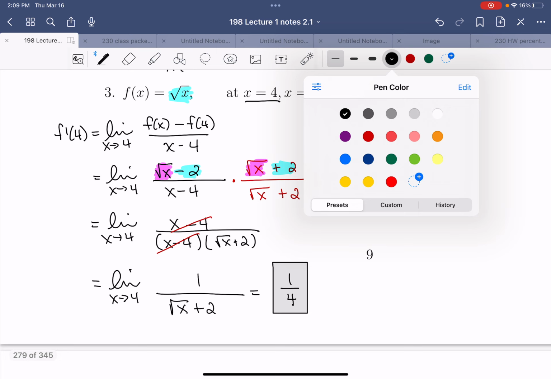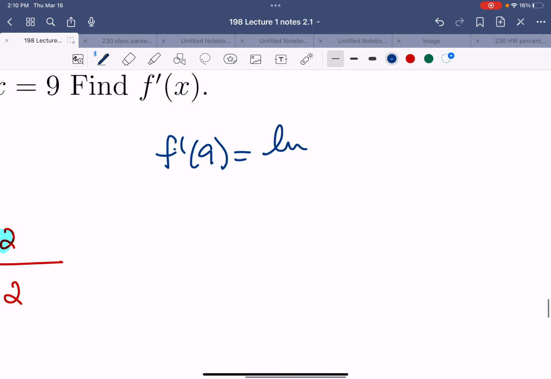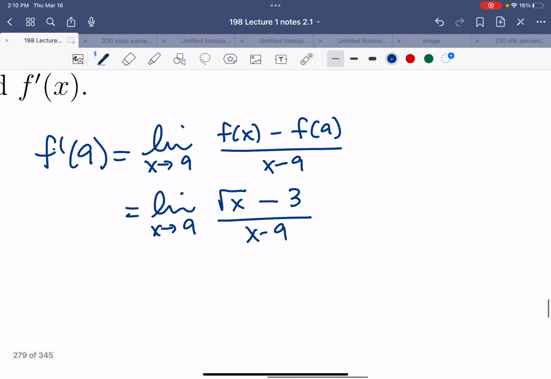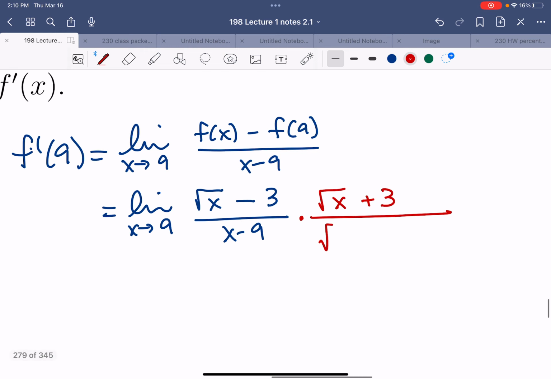The one for x equals 9 is going to look similar. So we're going to have f prime of 9 equals the limit as x goes to 9 of f of x minus f of 9 all over x minus 9. Now we replace. The function here is the square root of x. When I plug 9 into the square root of x, I get 3 over x minus 9. If you plug in your 9, you get 0 over 0, so we're going to use the conjugate here. So the square root of x plus 3, top and bottom.